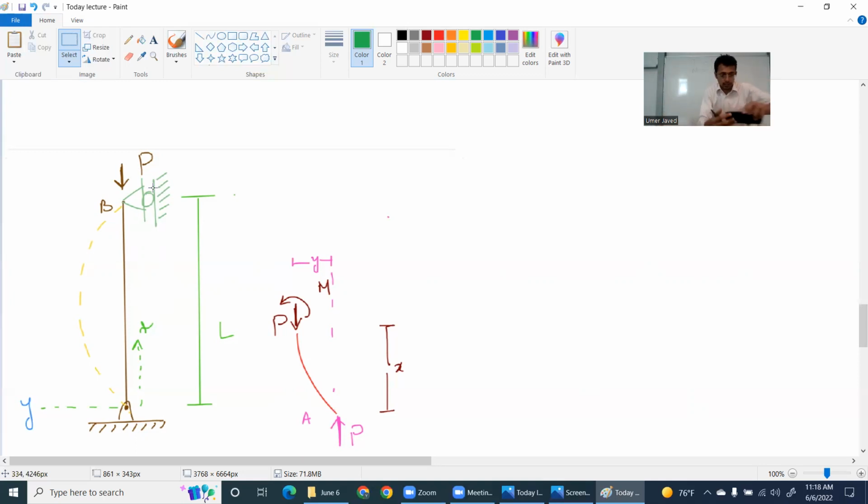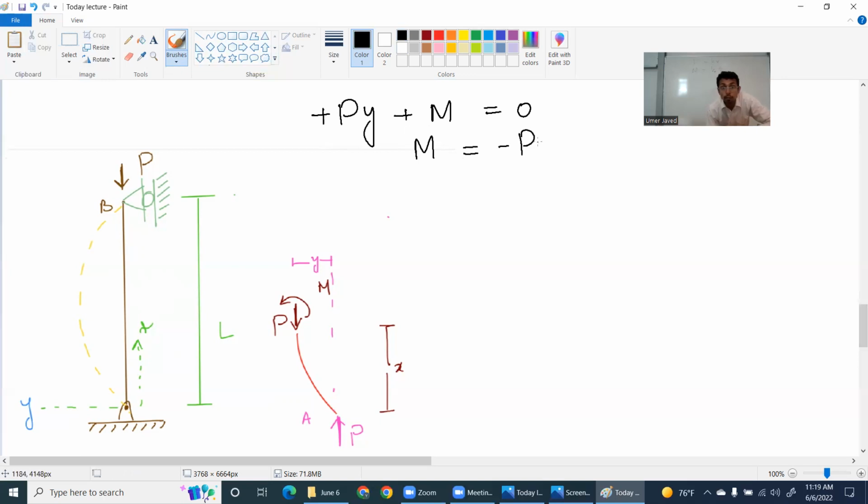So now I will answer Ahmed's question. Good. So why don't you tell me the x-axis is along this, the y-axis is perpendicular to this. I will write plus Py plus M equal to 0. Agreed? What will be my moment, by the way? It will be equal to negative Py. Agreed?